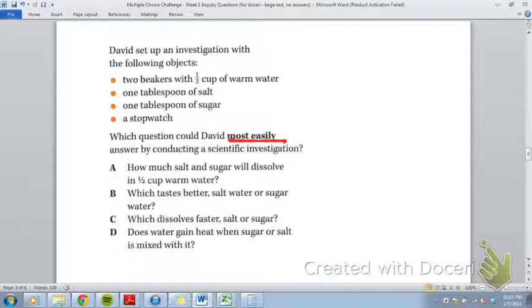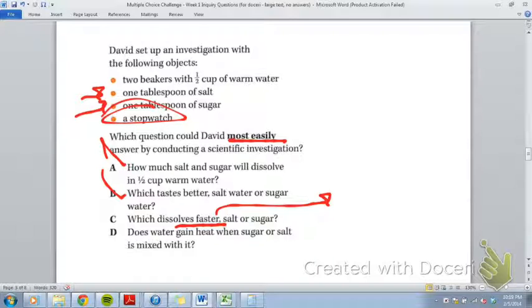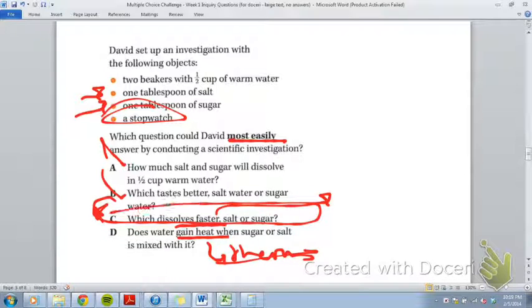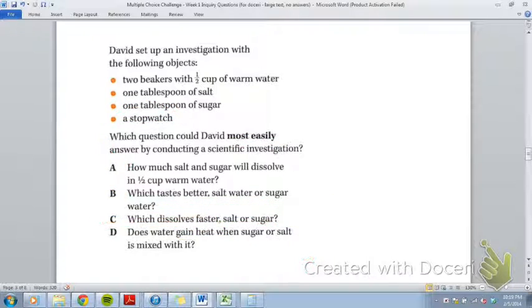How much salt and sugar will dissolve in half a cup of warm water? Well, he only has 1 tablespoon of each, so he can't really keep adding it. Which tastes better? You're not going to taste things in science unless that's part of your experiment. Which dissolve faster? Well, to measure how fast it dissolves, we need a stopwatch or a timer. Oh, look, we have one. Boom. That's probably our answer. But let's go back. Does water gain heat? Well, how do we measure heat with a thermometer? Again, we don't have that. So the best answer here is C, because he has all the tools he needs to make that investigation happen.